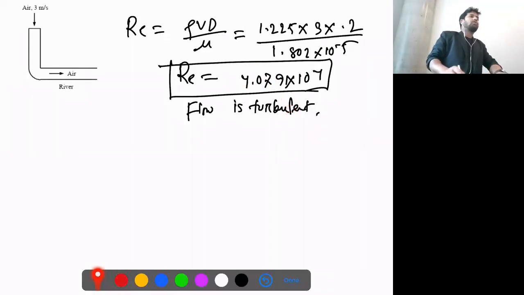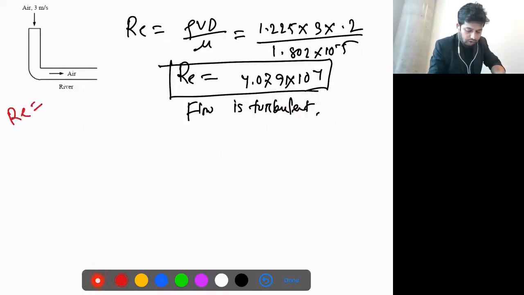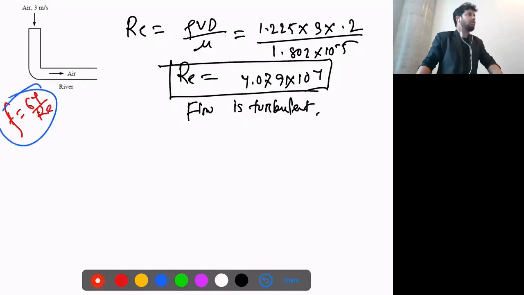No, because we can simply use the formula: the friction factor is 64 over Re. This formula is for a laminar flow. So that's why we need to check the Reynolds number carefully, okay?